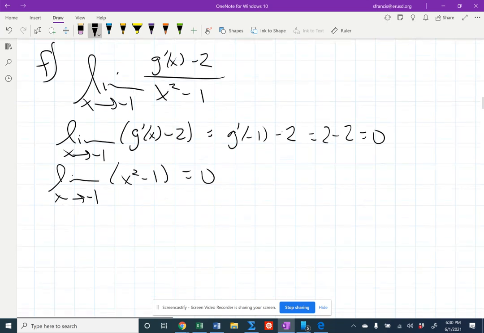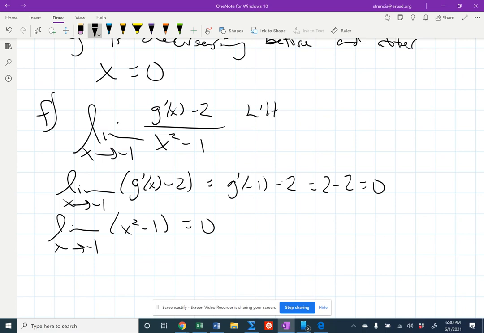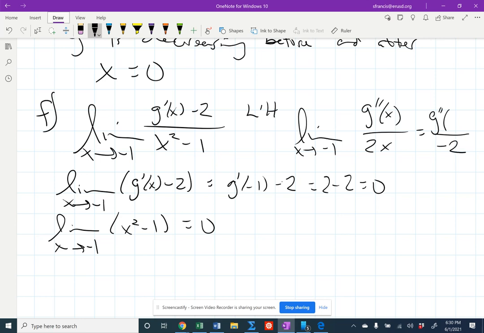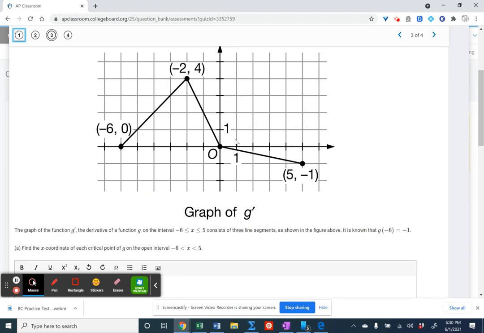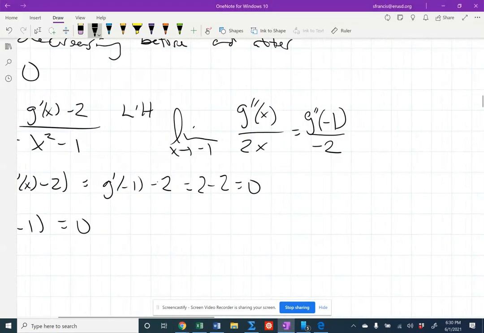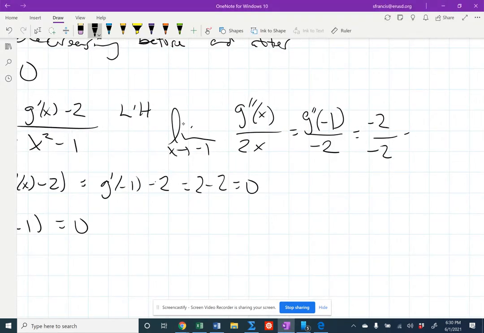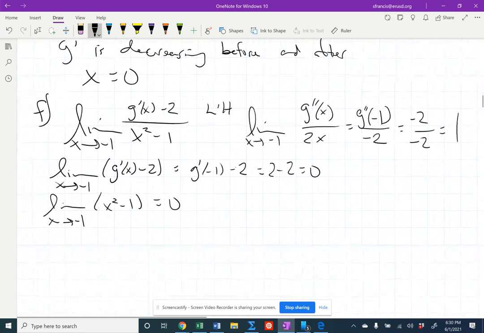So we're going to apply L'Hopital's rule. And then we're going to get the limit as x approaches negative 1 of g double prime of x divided by 2x. In the denominator, we're going to have a negative 2. g double prime of negative 1 is going to be the slope, which is negative 1. It's going down. A lot of you put a positive slope there for some strange reasons. So negative 1 over negative 2, which comes out to be 1/2.